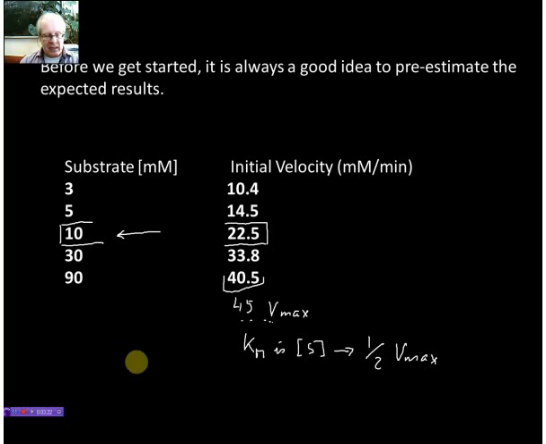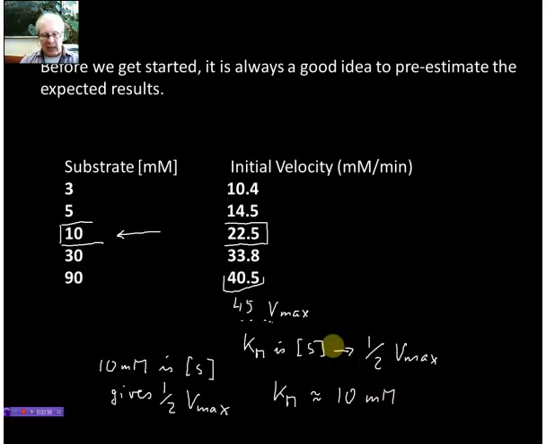So we can assume that 10 millimolar is the substrate concentration that gives us half of Vmax. That means our Km would be around 10 millimolar.